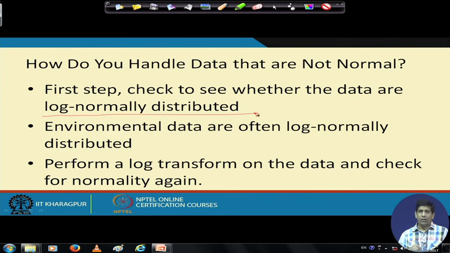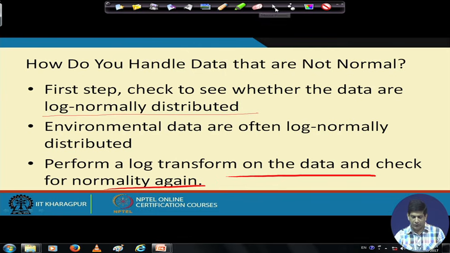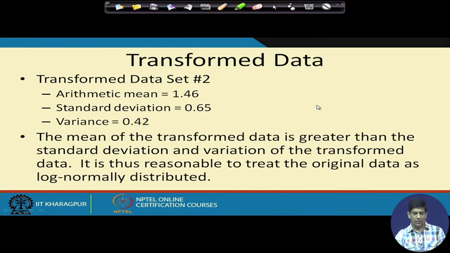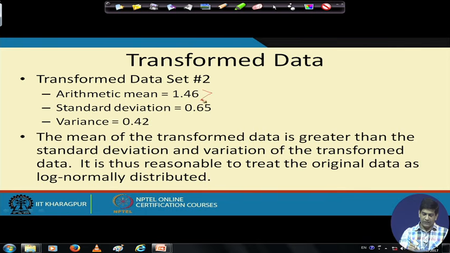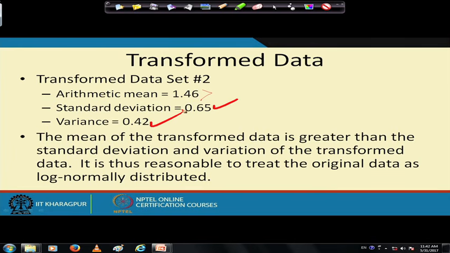How do you do that? You log transform the data. You take the log of the data, do the histogram again, and look at the mean, mode, and median again to check for normality. For the transformed data set number 2, we found the arithmetic mean to be 1.46, which is greater than both the standard deviation and the variance. So we are okay. We can treat the original data as log normally distributed, and the log transformed data as normally distributed. That's typically what you see in most environmental samples as well.